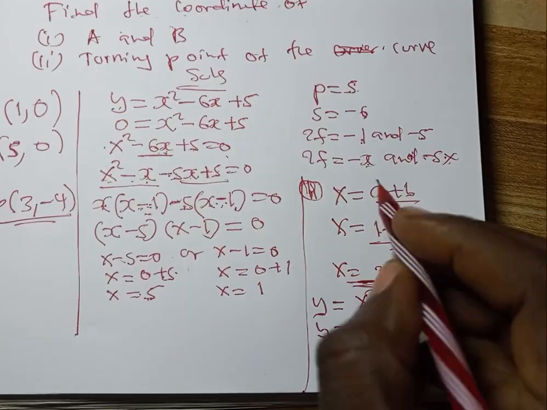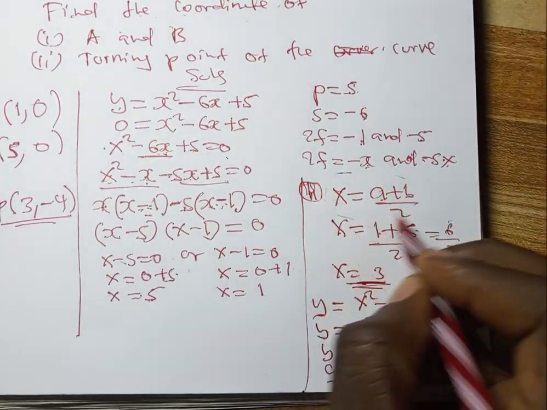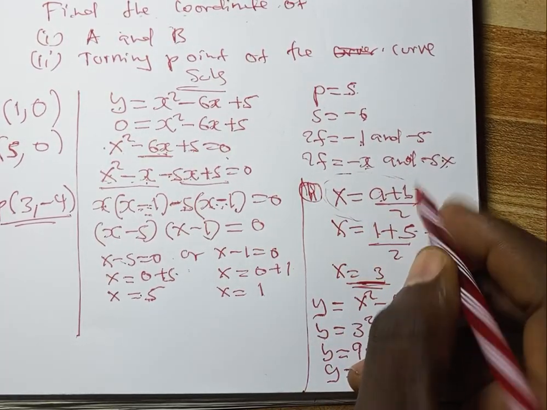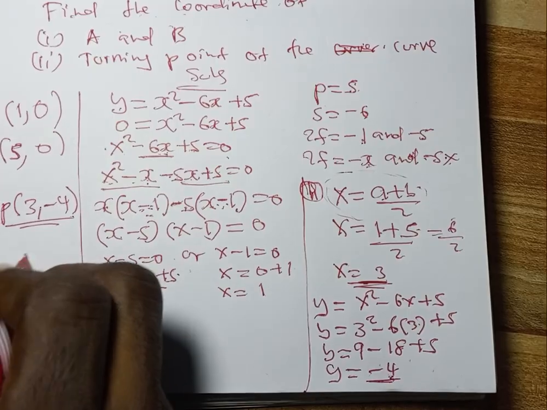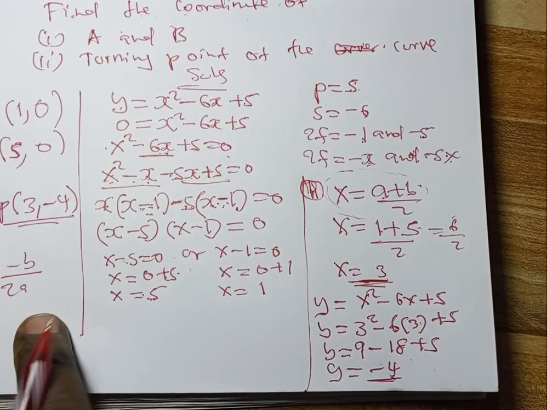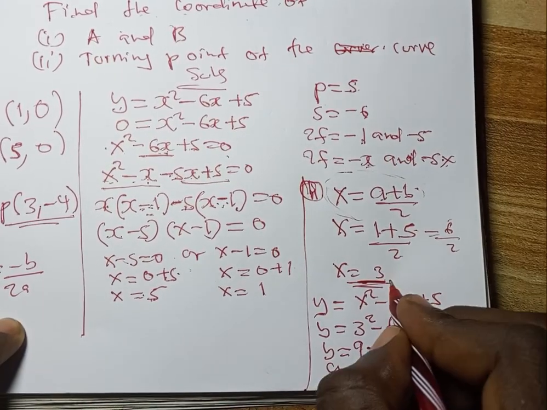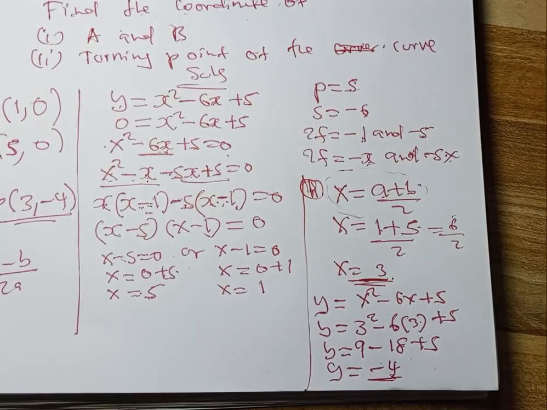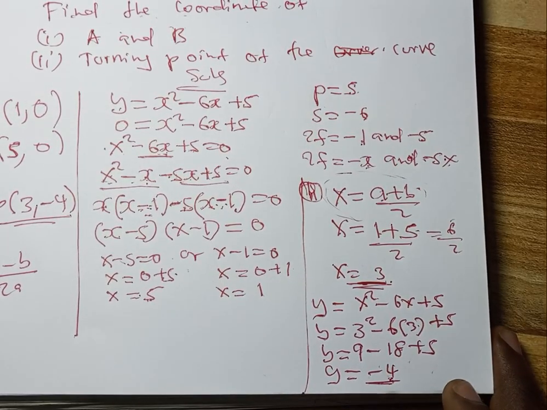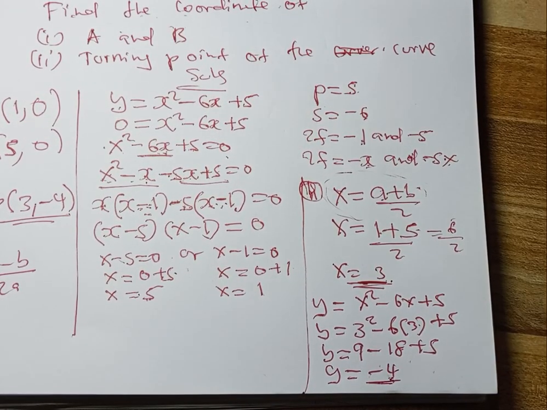Apart from that one, we can also use for the x component, x is equal to negative b over 2a, and try to find the value of x if it will give you 3. If you find the answer, please kindly comment in the comment section.